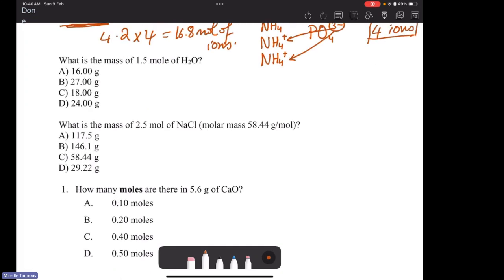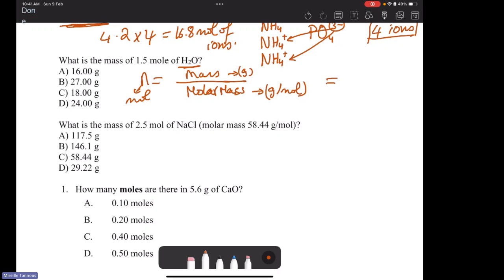Now, moving on to a different kind of questions. Mass in mole and mole in mass. This is the formula that we are going to use. Mass in gram, molar mass in gram per mole, and n in mole. In these questions, these are always two-step questions. You have to find the molar mass. In the previous question, we calculated the molar mass of H2O to be 18. So 1.5 mole equals the mass over 18. So the answer is 1.5 times 18, 27 grams.